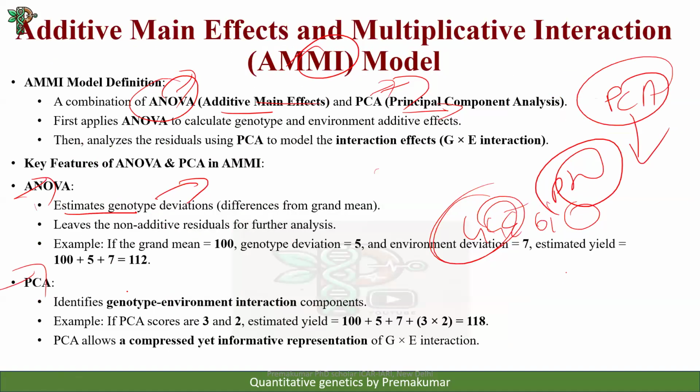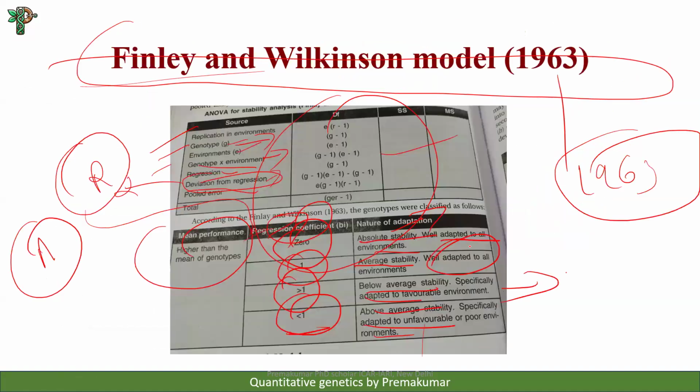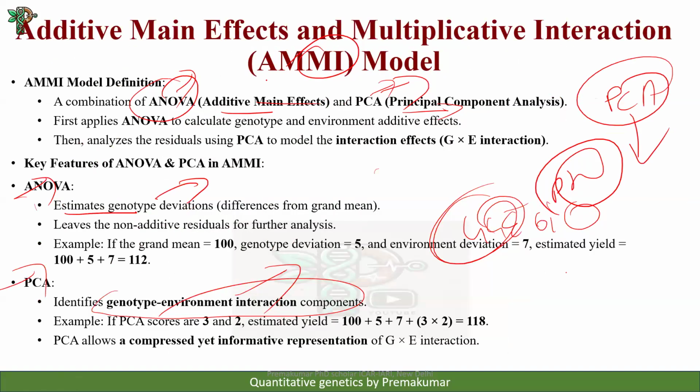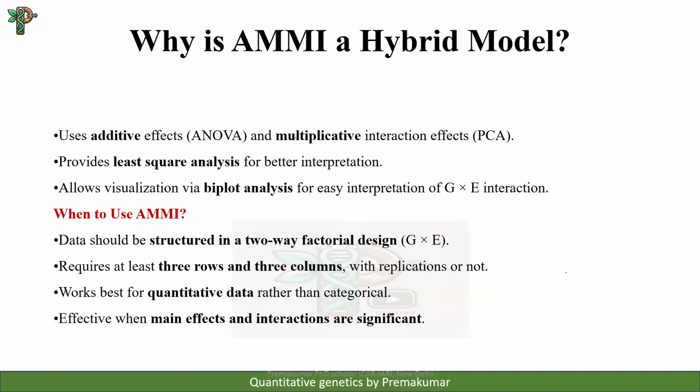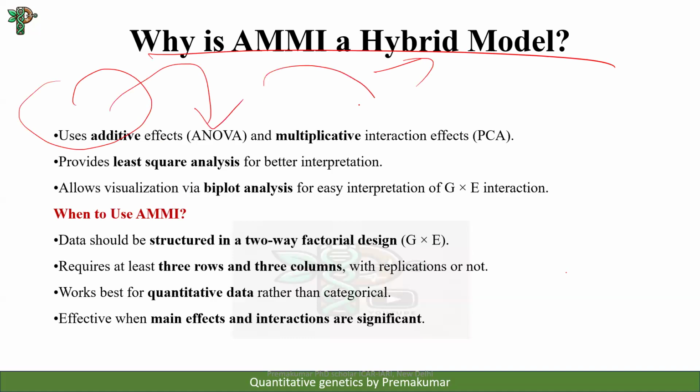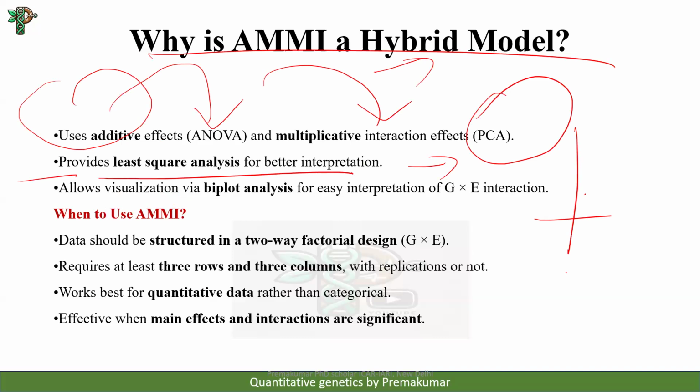What will PC analysis do? It will create the scores showing which interaction has maximum variation. Thus, clubbing these is regarded as the AMMI model. Why is it called a hybrid model? Because it uses both the additive effect from ANOVA and the multiplicative interaction from PCA. It provides least square analysis for better interpretation, and we can visualize it in biplots based on the vectors.